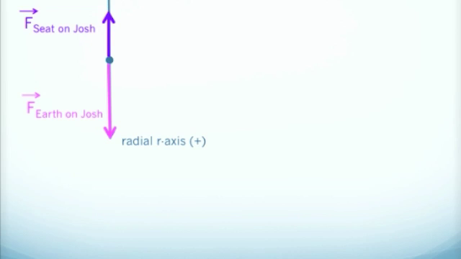And now notice that, again, because the radial r-axis is going in the positive direction, according to how we label it, the force that the earth exerts on Josh is positive, whereas the force that the seat exerts on Josh is negative. And it's smaller because, as you can imagine, when you go over a hill, you're really being pulled down by the ground, so there's a net force going downward, or in the positive direction according to the radial r-axis.